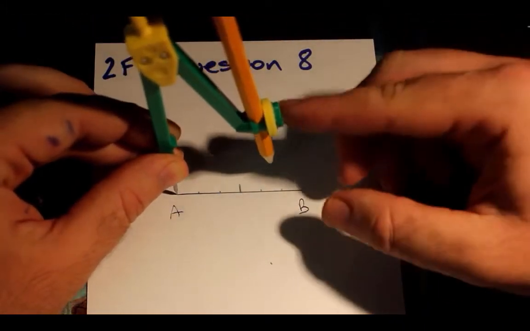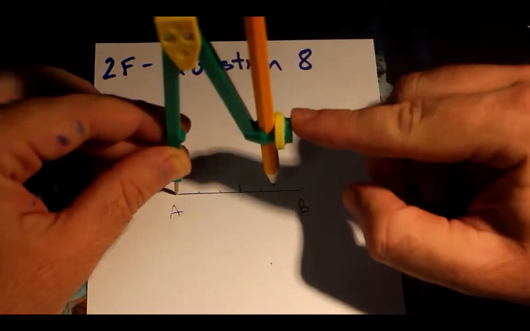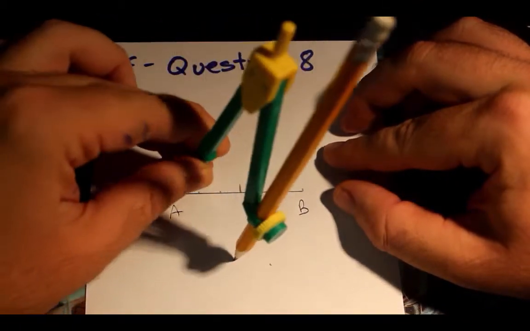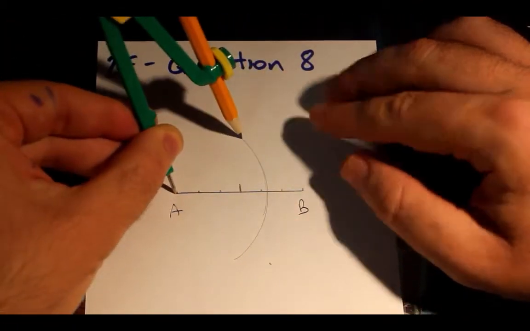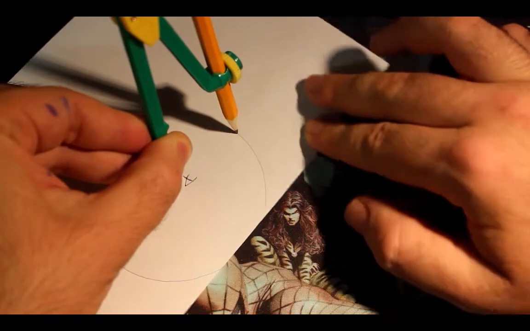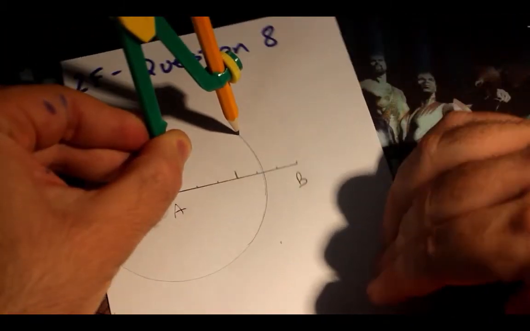I'm going to draw a circle, and it needs to go more than halfway, so more than this 3 centimeters here. So I might just draw it this big. And to be honest, I don't actually need the whole circle. I'm going to go off my page a little bit. That's alright. I just need a little bit above the line and a little bit below the line.